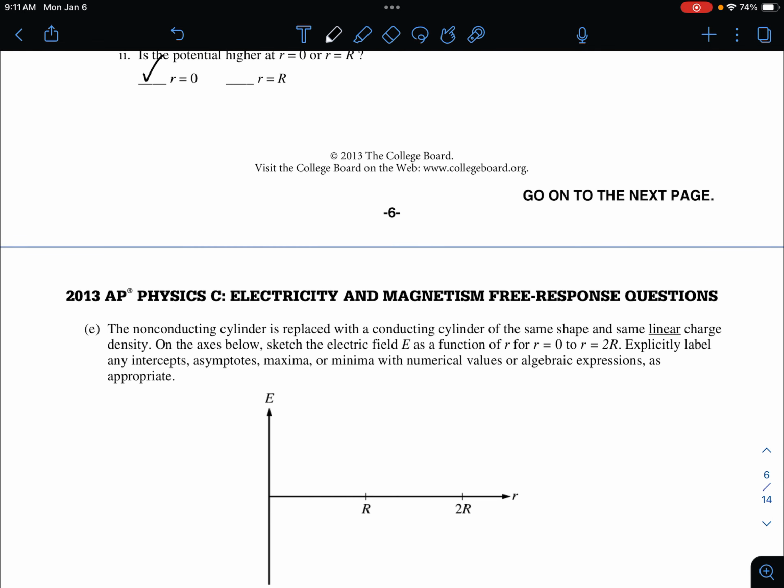Part E, the non-conducting cylinder is replaced with a conducting cylinder of the same shape and same linear charge density. On the axis below, sketch the electric field as a function of r for r equals 0 to r equals 2R. So here's the deal, right?